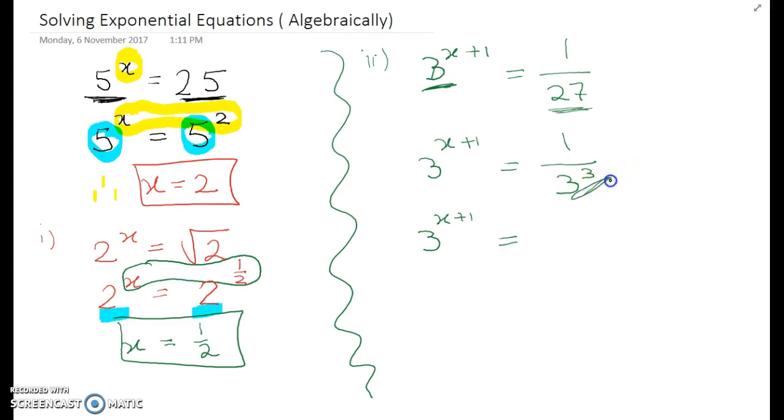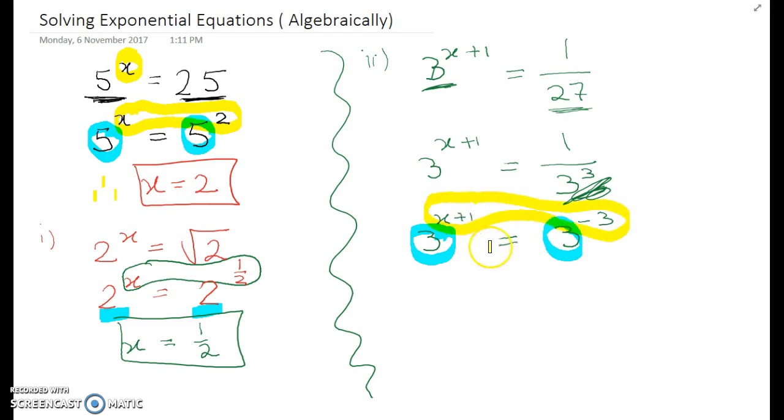Looking at this expression and applying the index law, we know that this fraction can be written as 3 to the power of negative 3. Hurrah! Now we have the same base. Beautiful. We are happy with that. All we have to do now is equate the indices. Because we have an equal sign here and an equal sign there, in order for this equation to be correct, x plus 1 is equal to negative 3.